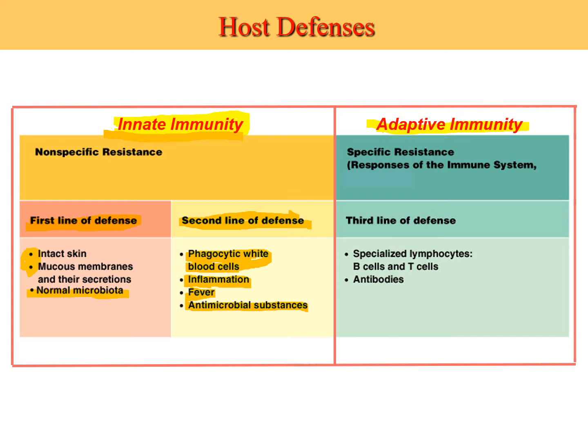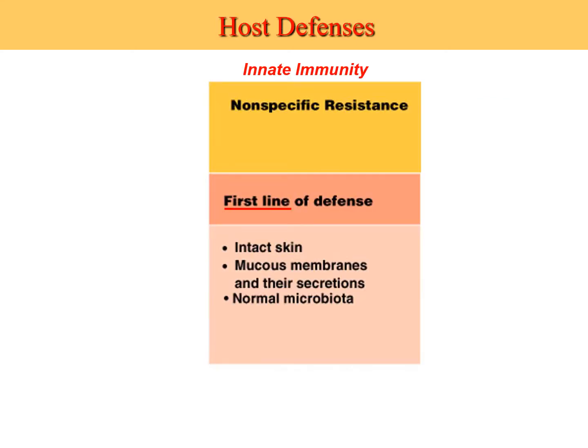They play an important role as part of the second line of defense. So phagocytic cells, macrophage monocytes and neutrophils, the inflammatory response, fever, and antimicrobial peptides or proteins or substances. Later we'll talk about the specific immune response, which forms the third line of defense. Not today. Not in this lecture. So let's talk about the first line.